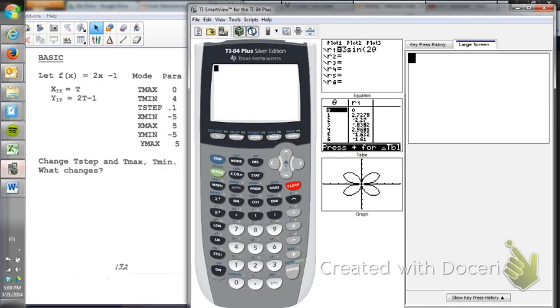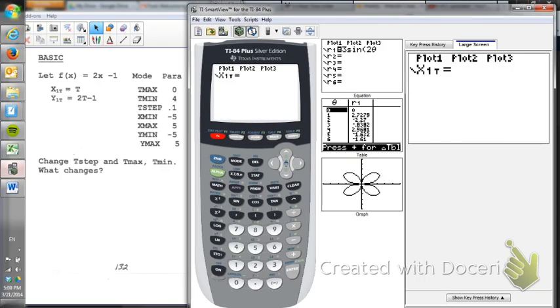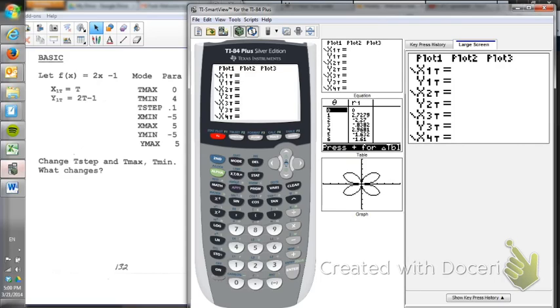So in order to graph this, the first thing I have to do, just like I did for polar, is go to mode. And while we've been on polar before, now we're going to go to this one that says par, which stands for parametric. So now when I go to y equals, again, my equations look a little different. I have x's and y's with a little subscript of a t. So every line, each time there's a line, I have the t next to it.